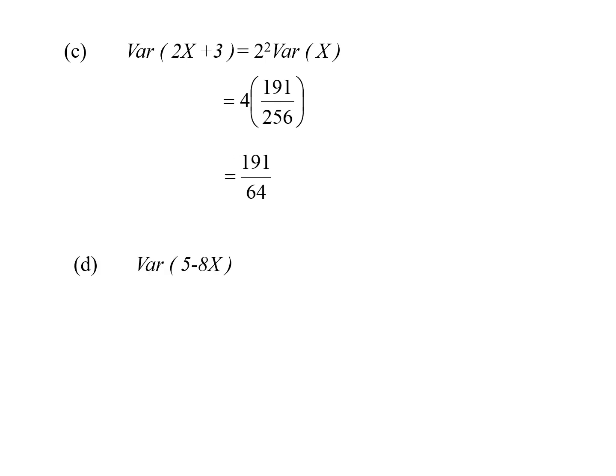Next is Var(5 minus 8X). We also use the properties of the variance. We will get negative 8 squared times Var(X). It is 64 times 191 over 256. The answer is 191 over 4.